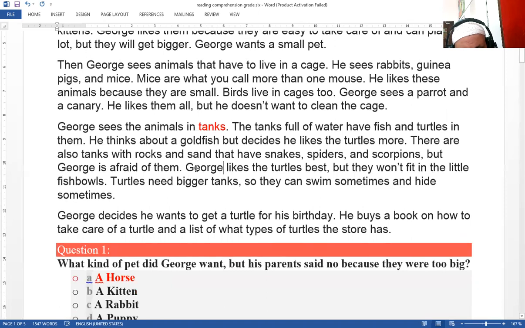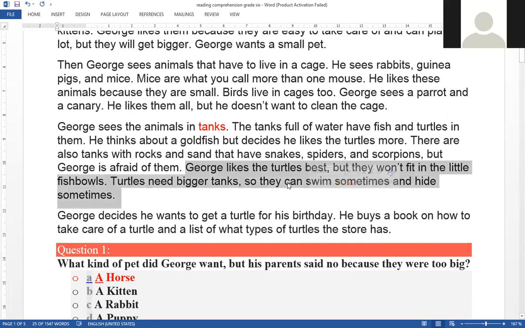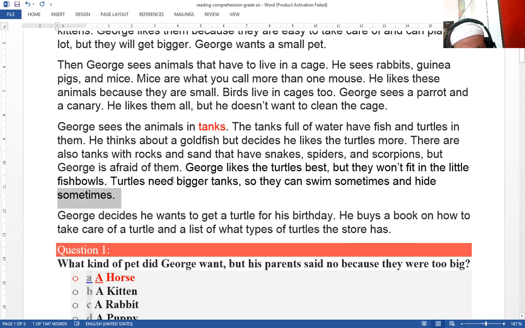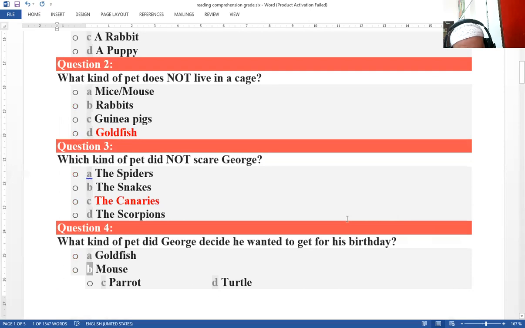Now, let's see. Read this part. George likes the turtle best, but they won't fit in the little fish bowls. Turtles need a bigger tank so they can swim sometimes and hide sometimes. George decides. He wants to get a turtle. So a turtle for his birthday. Good. He buys a book on how to take care of a turtle and a list of what types of turtles the store has. So the answer here is a turtle, my dear student.